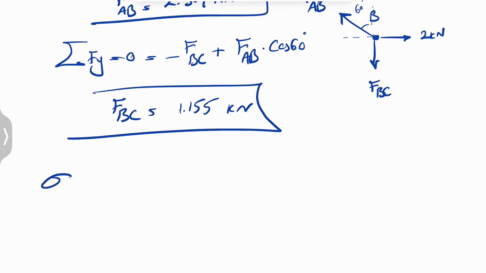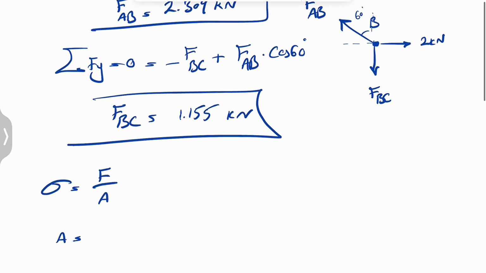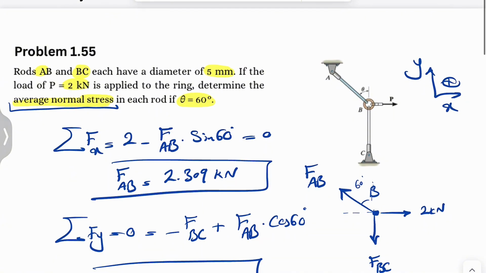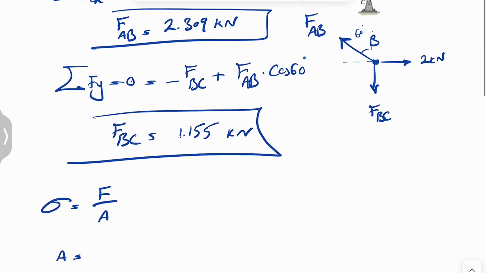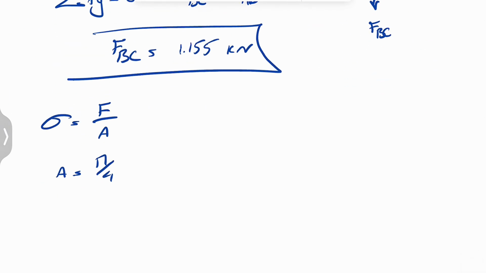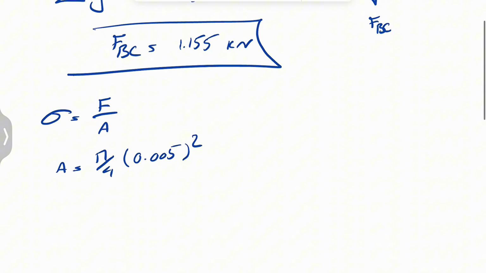We know stress is equal to force over the area of the cross section. We have the diameter of each of these rods, and we are dealing with cylindrical rods. So the cross section that we are interested in is going to be this circle. Again, we know the diameter is 5, so the area would be pi divided by 4 times the diameter squared. Because it's millimeters, we're going to divide by 1,000, so 0.005 squared, and this is going to give us the area.